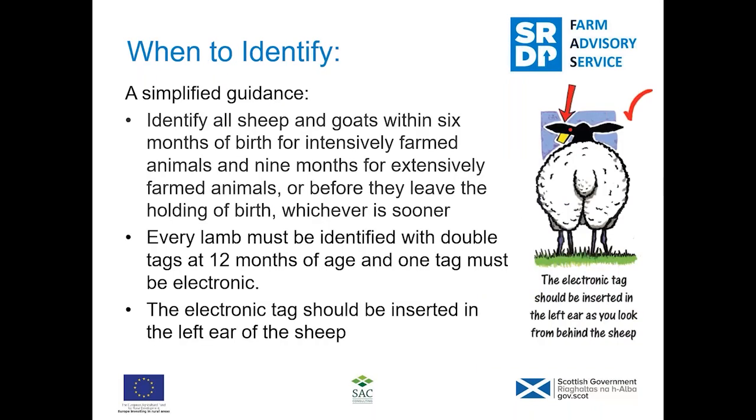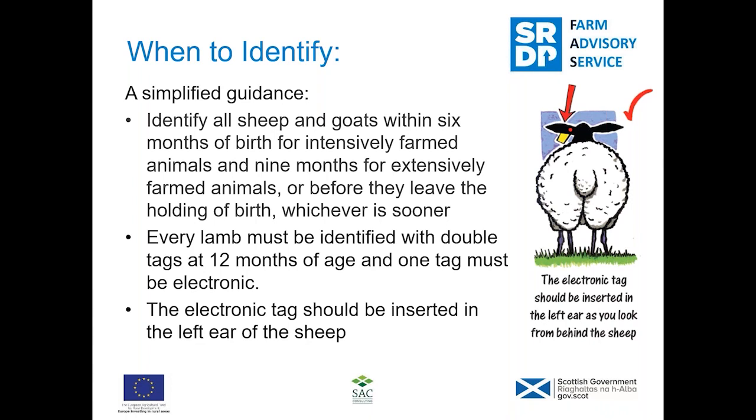So, a simplified guidance of when to identify. There are different tagging requirements depending on what category your sheep are in. You should identify all sheep and goats within 6 months of birth for intensively farmed animals and 9 months for extensively farmed animals, or before they leave the holding of birth, whichever is sooner.